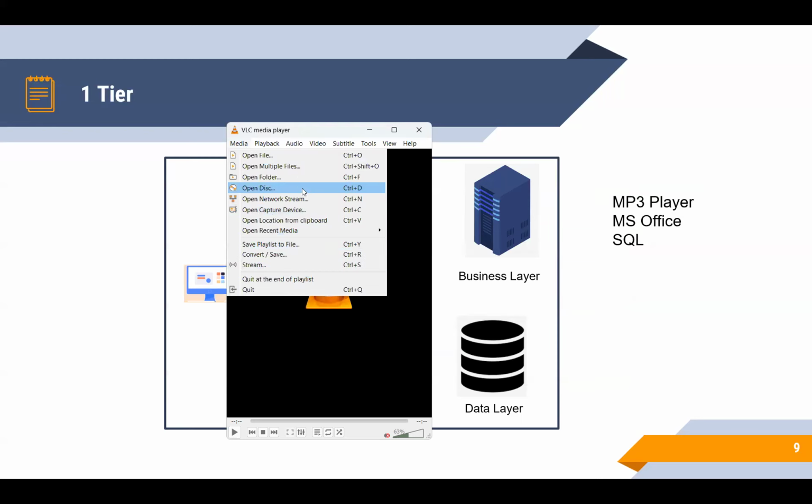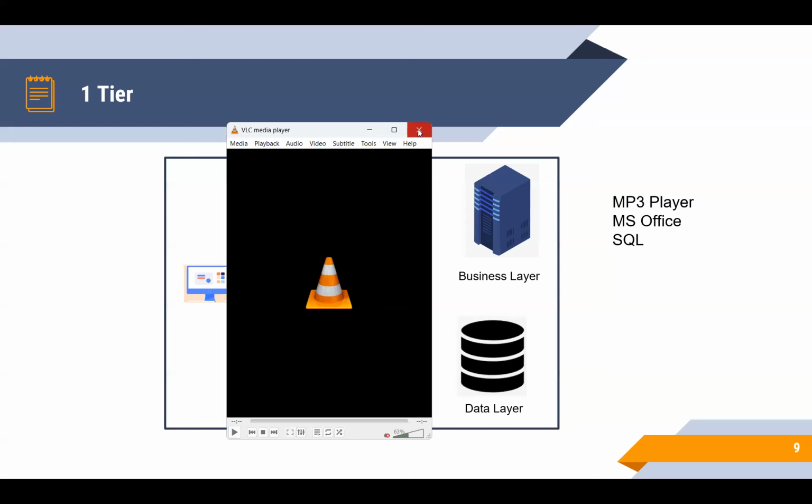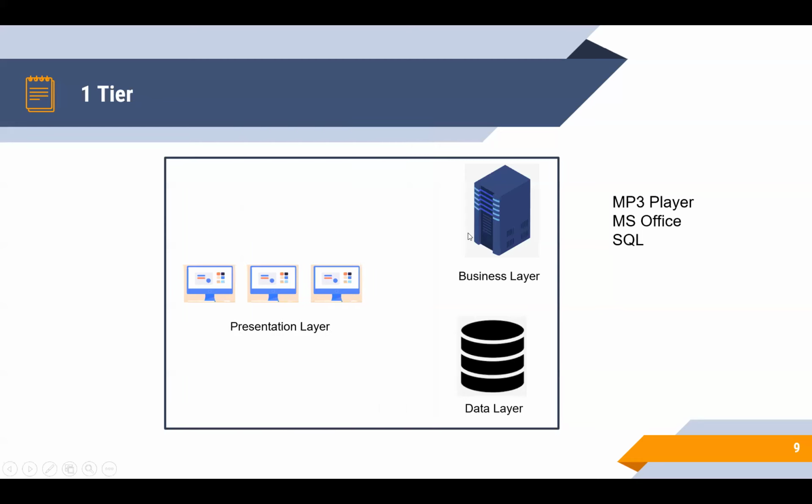Whenever you play the file here, there are many options. You can play the songs randomly, sequentially, or in different modes: the classical mode, the dance mode, multiple modes. All these modes and everything come under the business layer.